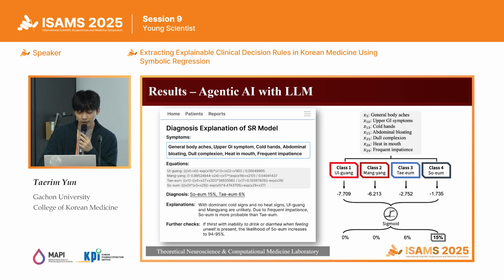In this patient case, the model suggested 15% probability of 소음병 and 6% probability of 태음병. And the reason for this diagnosis says that since there are no heat signs, 울광 and 망양 were excluded, and due to frequent impatience, 소음병 was more probable than 태음병. Additionally, agentic AI tells the user to check whether the patient has more symptoms like thirst with inability to drink or diarrhea when feeling unwell, because in those cases, the probability of 소음병 will increase to 95%.